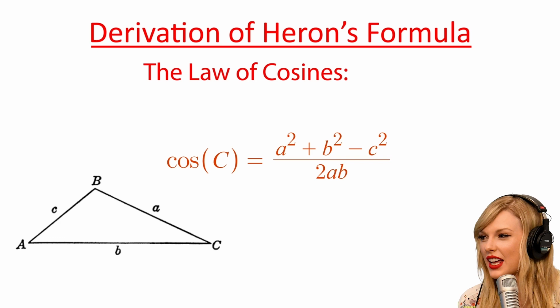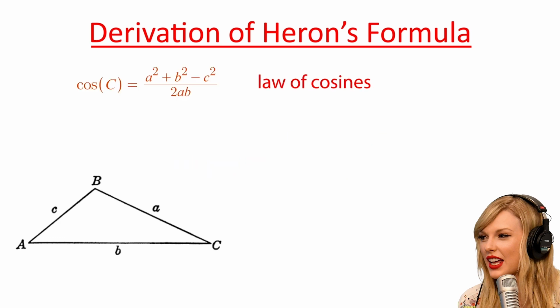For a triangle with sides of length a, b, and c and an angle capital C, the law of cosines is expressed as the cosine of angle C equals (a squared plus b squared minus c squared) all divided by 2ab. So using this relationship as a given, let's perform some algebraic manipulation to generate Heron's formula.